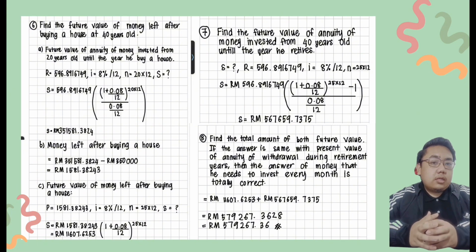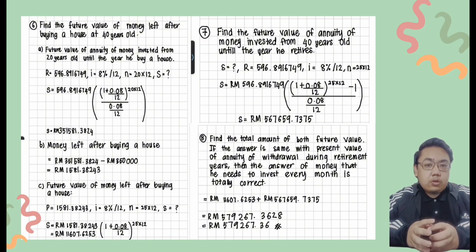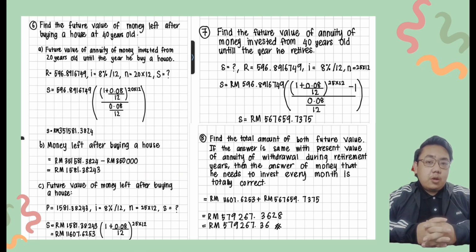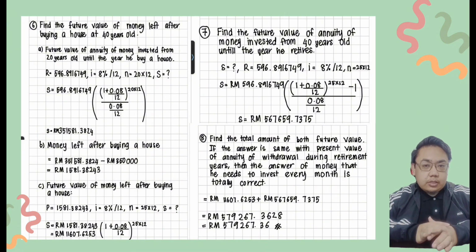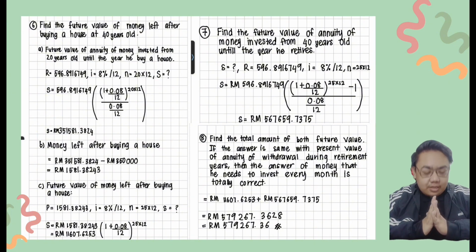For the last step, you just need to add both future values from step 1 and step 2 to find the total amount of both future values. If the answer is the same as the present value of annuity of withdrawal during retirement years, then the amount of money that he needs to invest every month is totally correct. Remember, when you do all this calculation, you need to take all the decimal points that appear in the calculator so that you'll get the answer the same as the present value of annuity of withdrawal during retirement years. That's all from us. Sorry for my bad English, and thank you so much.